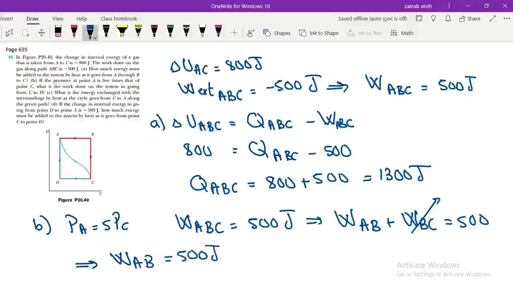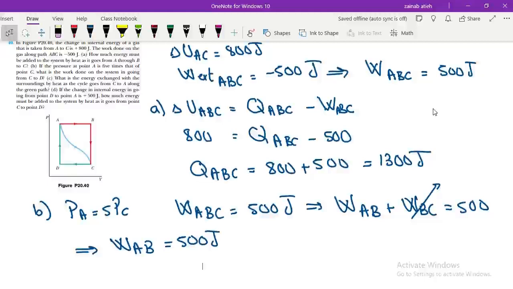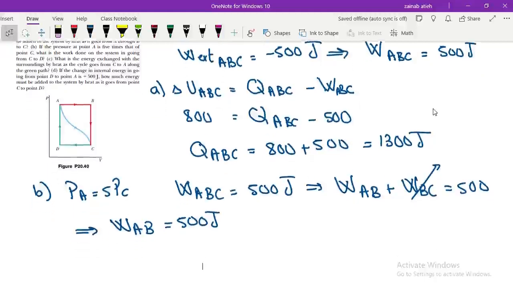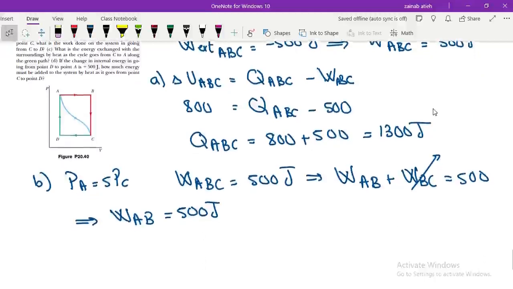Now he's asking me to find the work done during CD. He's not asking me to find the work done during AB, but he's giving me a relation between A and C. Let's put in front of us the formulas for the work of AB and the work of CD. The work of AB is equal to the pressure of A or pressure of B, because both of them have the same pressure, times VB minus VA.